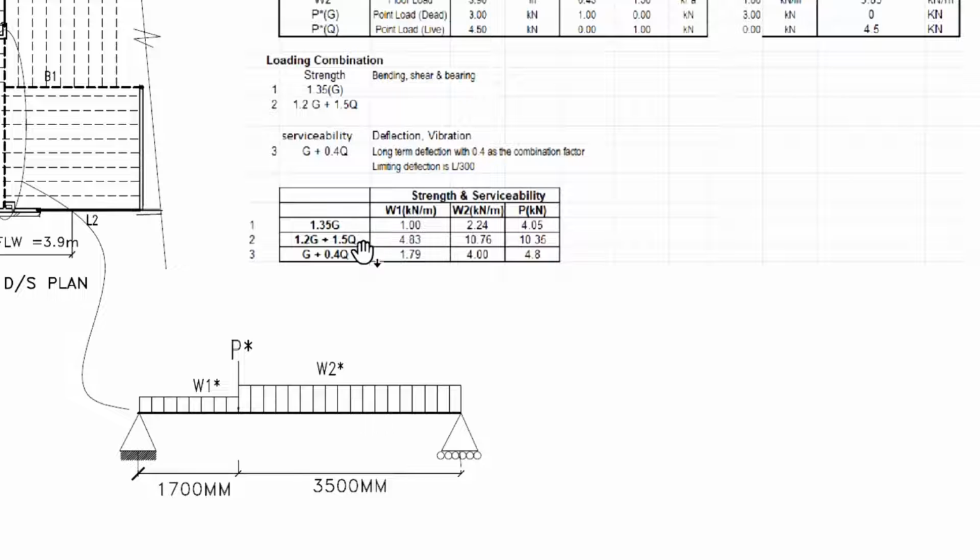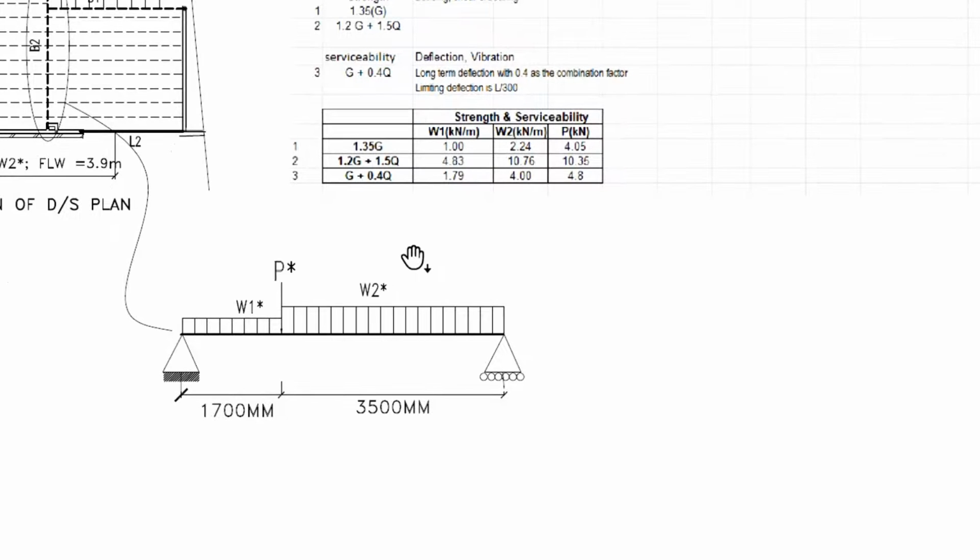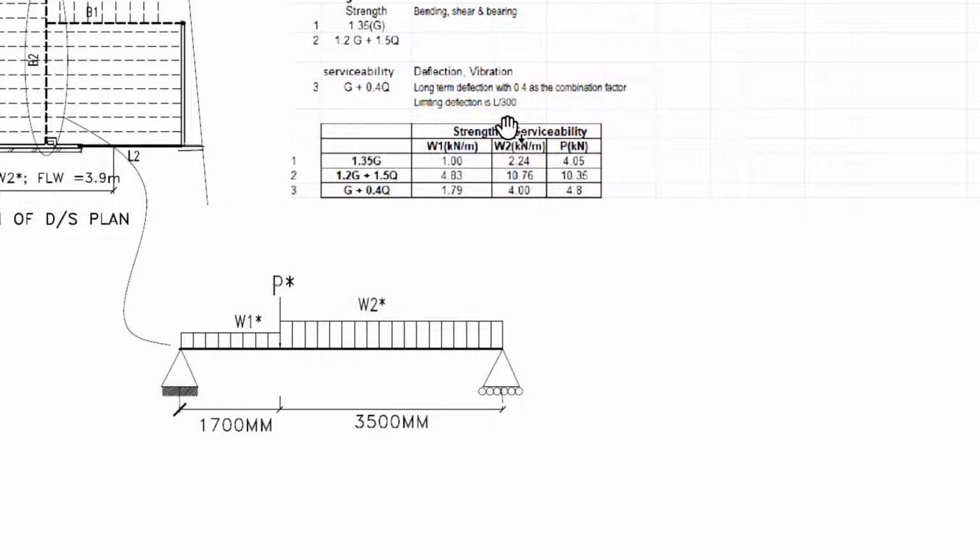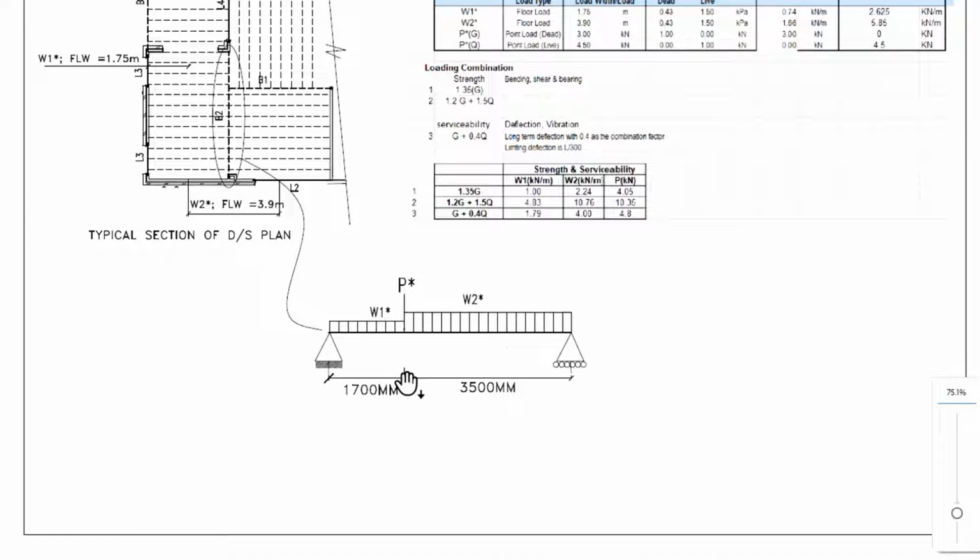And then finally, for deflection, it will just be the dead load plus 0.4 times the live load. So what we need to do after this is go on Spacegass and input these values into this beam model here. We'll work out the worst case bending moment, worst case shear, and deflection for these load case scenarios. Bear with us and we'll go to Spacegass right now.